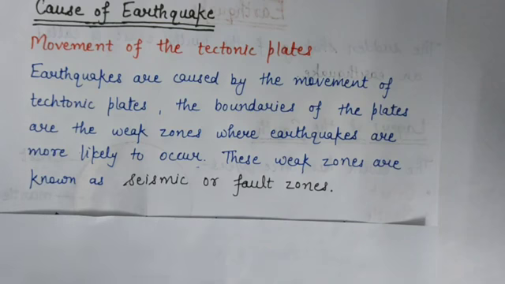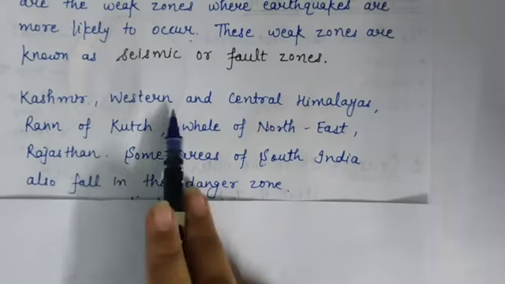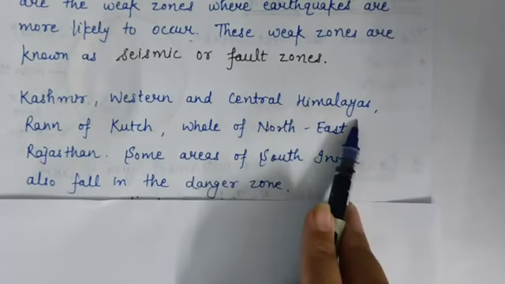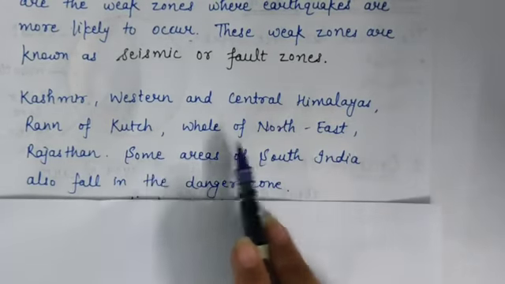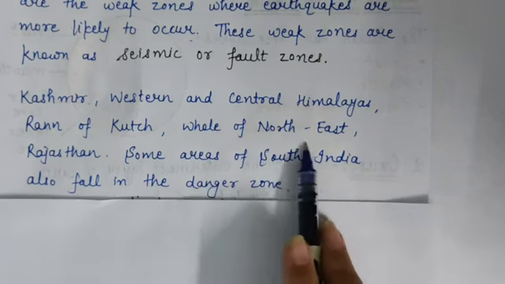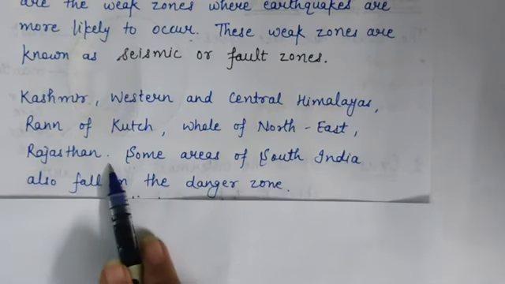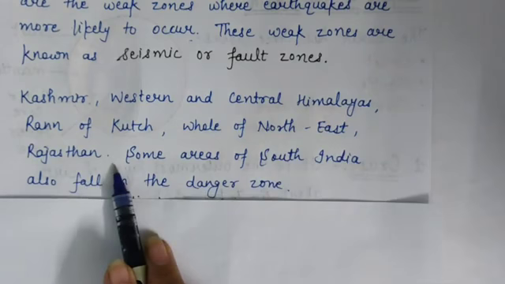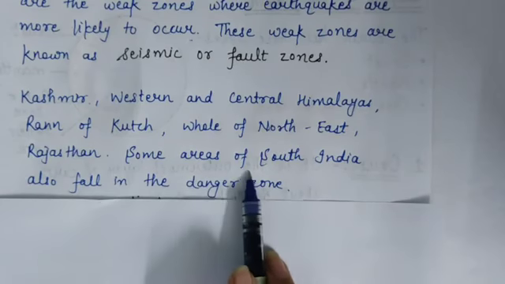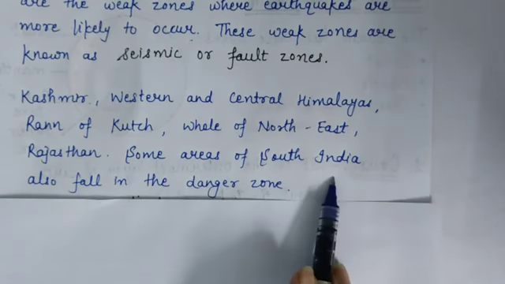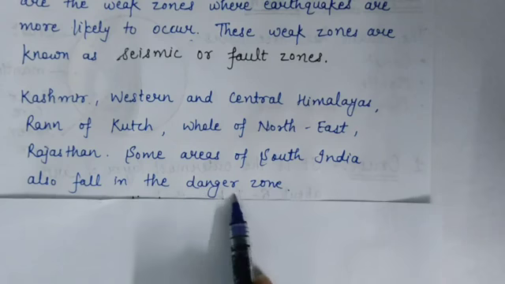Okay, and in India, the areas which are most threatened by earthquakes are Kashmir, Western and Central Himalayas, Rann of Kutch, and the whole of Northeast Rajasthan. These are some areas which are most threatened by earthquakes. And some areas of South India also fall in the danger zone.